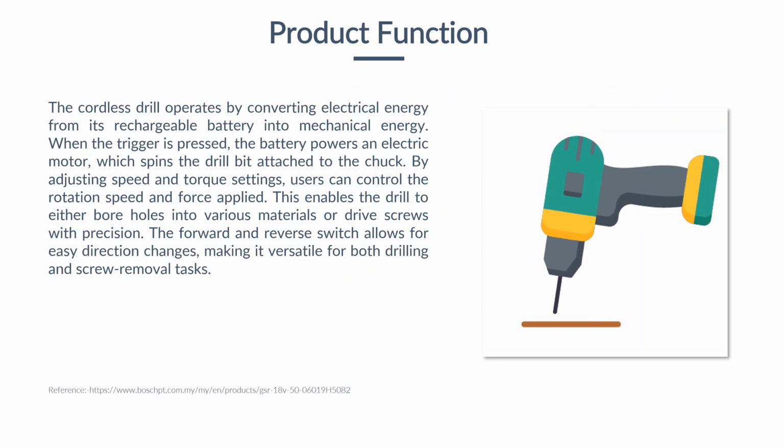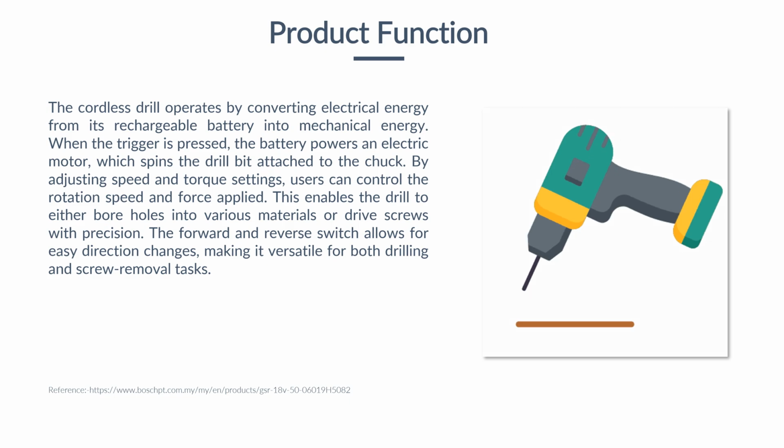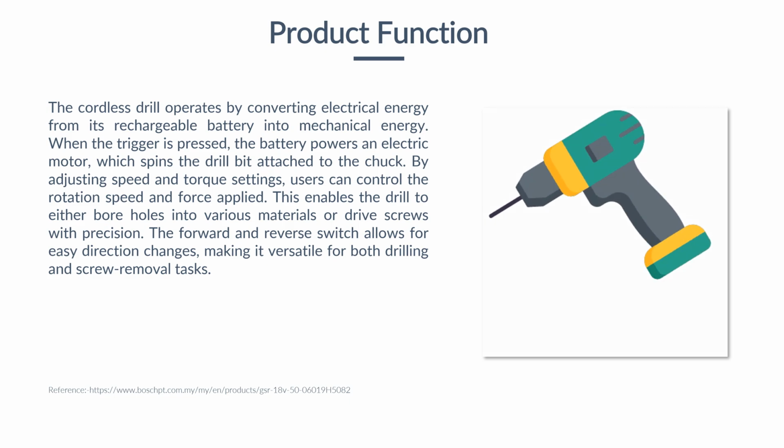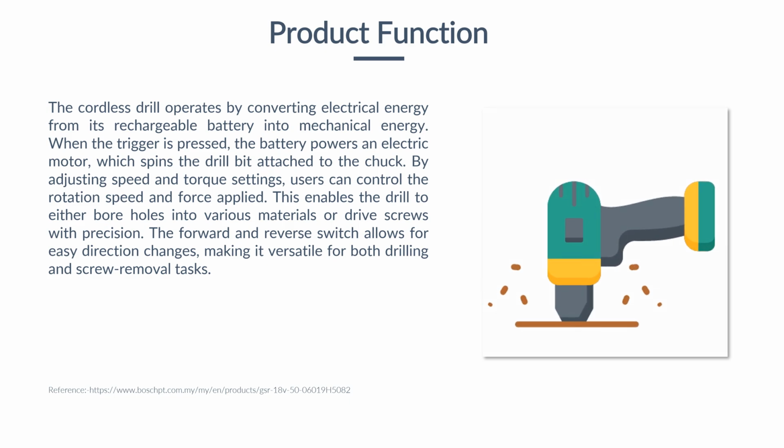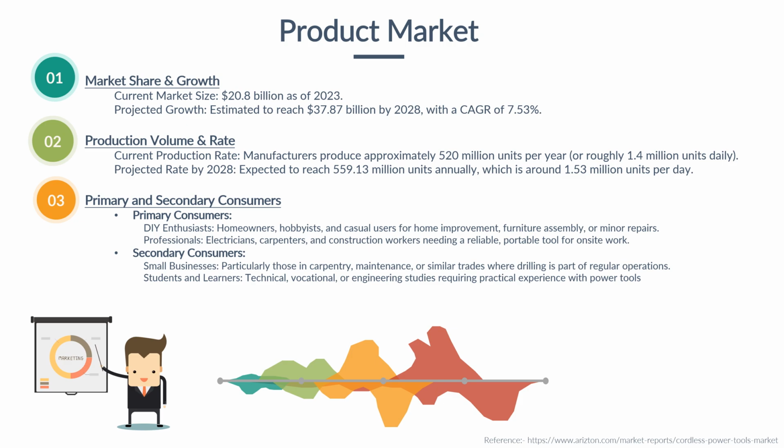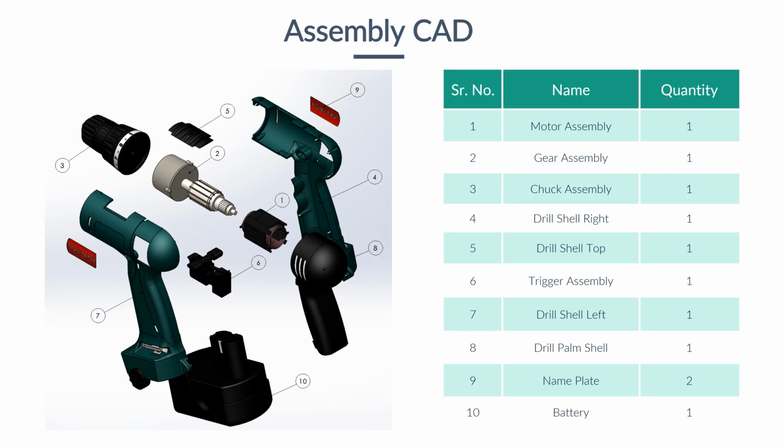The cordless power drill operates by converting electrical energy into mechanical energy in order to spin a drill and drill holes through material. The market for power tools is over $20 billion in the US. Massive growth is forecasted, and primary and secondary consumers are listed in the attached slide.